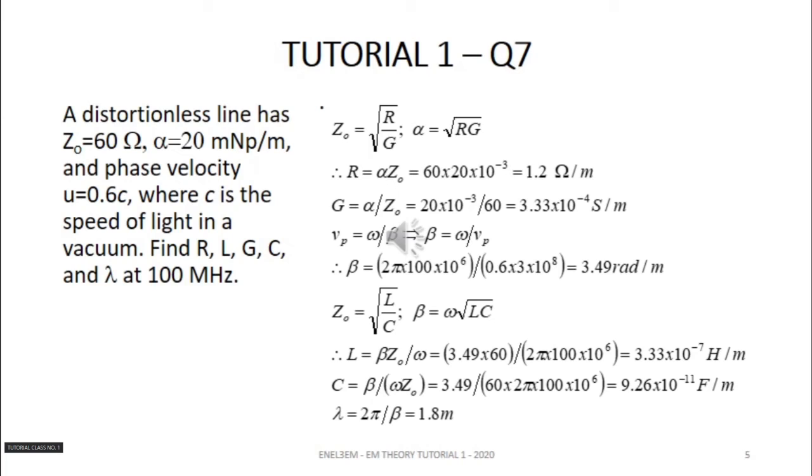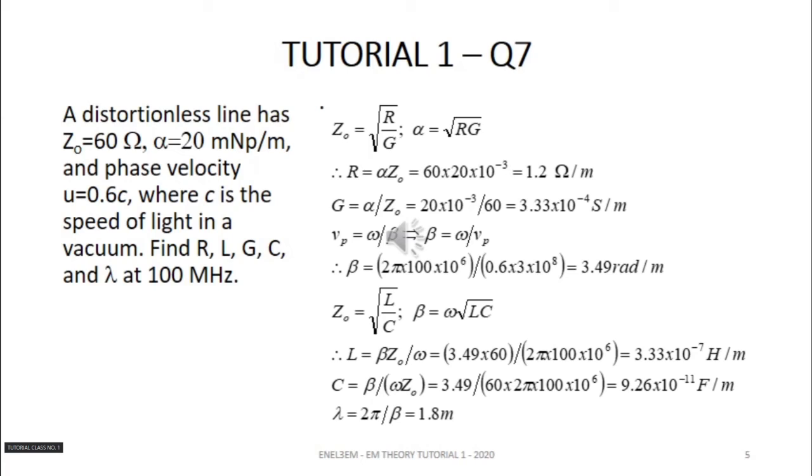Now, your capacitance is beta over omega Z naught, which is equal to 3.49 over 60 times 2 pi times 100 times 10 to the 6, that is 100 megahertz, which is 9.26 times 10 to the minus 11 farads, or 92.6 picofarads per meter.